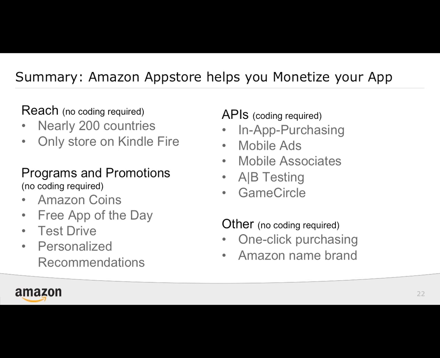One-click purchasing means it's really easy, and there's very little friction for a user to complete a purchase using our in-app purchasing API. The Amazon name brand is very helpful because people know that we'll stand behind what we sell them. So if a user is unhappy with a purchase they've made, we actually do refund money for app purchases. And that helps people feel more comfortable about spending more money with apps through the Amazon App Store.